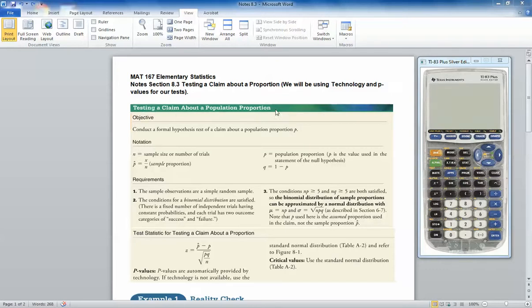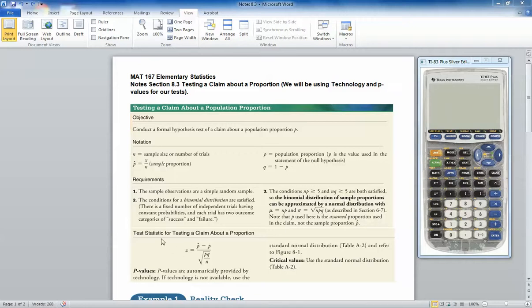proportion. So our notation: n is sample size, p hat is the sample proportion, p is the population proportion, and q is 1 minus p. The requirements for using this particular test are: 1, the sample has to be a simple random sample; 2, they have to fit conditions for a binomial distribution; and 3, we must have at least 5 successes and 5 failures.